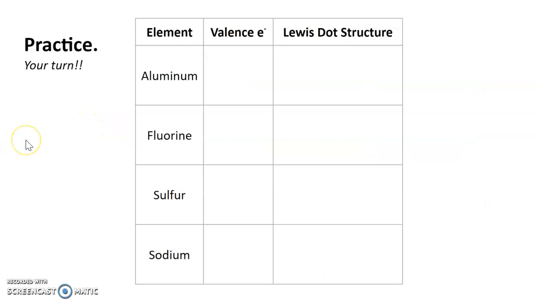Okay, I want you guys just to take a minute, think about how many valence electrons each of the elements listed here have, and just draw a quick Lewis structure for them. So go ahead and pause the video and do that, just so that you know that you can identify valence electrons accurately, and you can draw the Lewis dot structure.